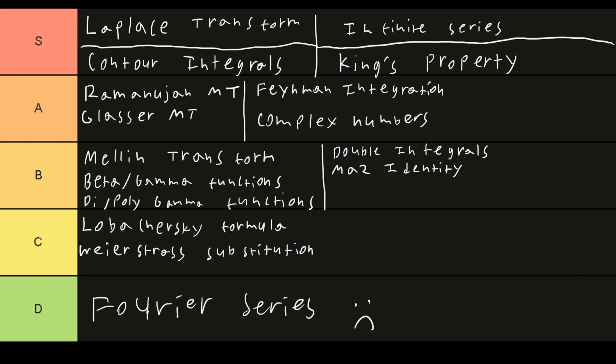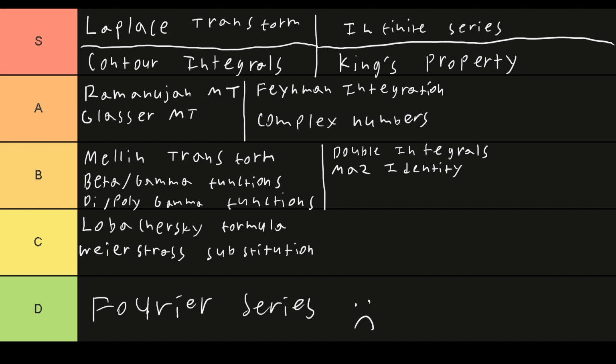because these integration methods are really the ones that are going to come in most handy overall when you're doing those sorts of integrals from integration bees and the like. So to sum it all up, we have in S tier, Laplace transform, infinite series, contour integrals, and King's property. Those are the big guns. In A tier, we have our more specific cases like Ramanujan's master theorem and Glasser's master theorem, as well as our more general tools like Feynman integration and complex numbers.